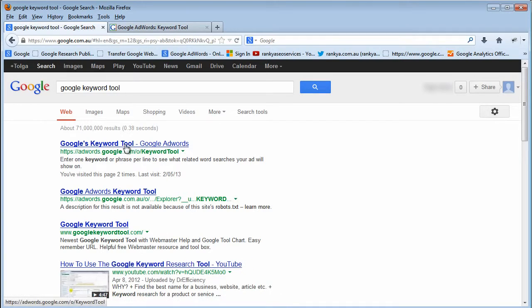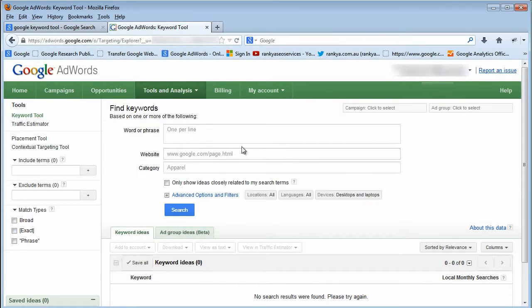Simply we go to Google and type Google Keyword Tool, and it should give us the result as far as this URL is concerned. Okay, it should be the first result. If not, just keep in mind that this is the URL. Okay, and the interface looks like this.